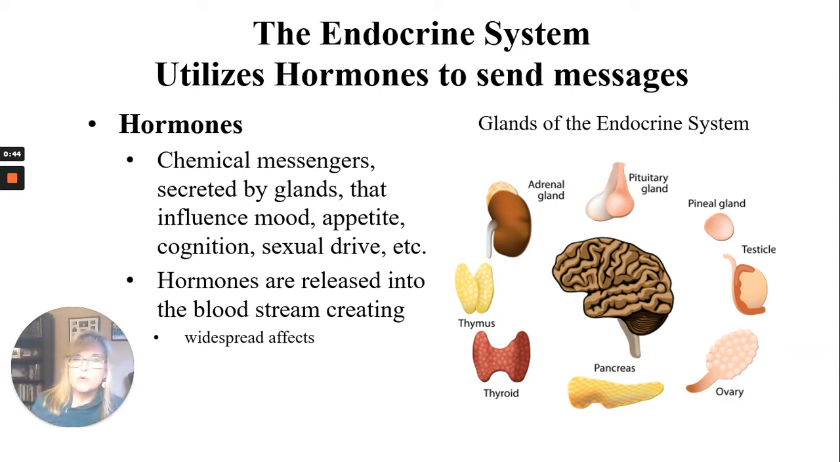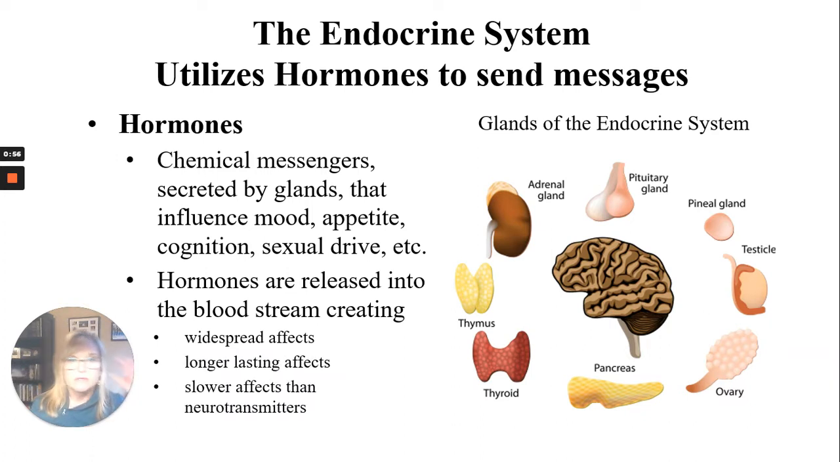The difference between hormones and neurotransmitters is that hormones are actually released into the bloodstream, and they have much more widespread effects than the neurotransmitters. They also have longer lasting effects than the neurotransmitters. But they also act much slower than neurotransmitters as well.